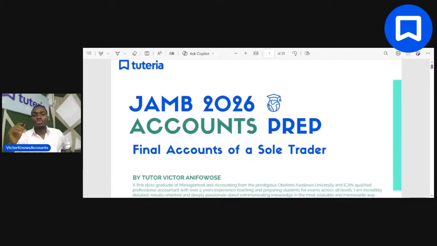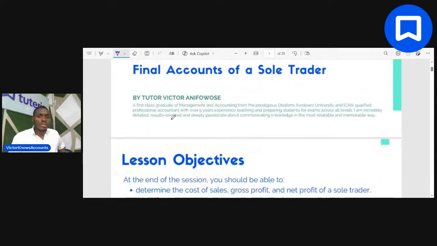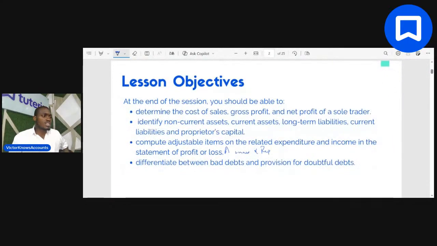So today we are going to be talking about final account of a sole trader. All right. Now, these are our lesson objectives. At the end of this session, you should be able to. These are the major things that will be determined in this lecture.